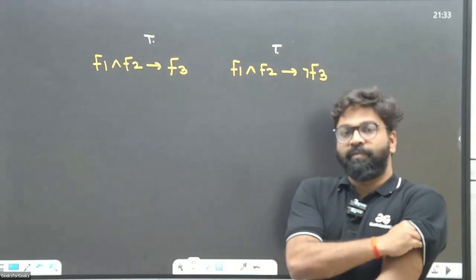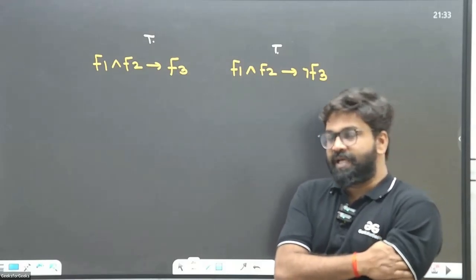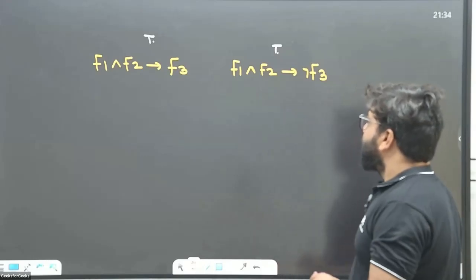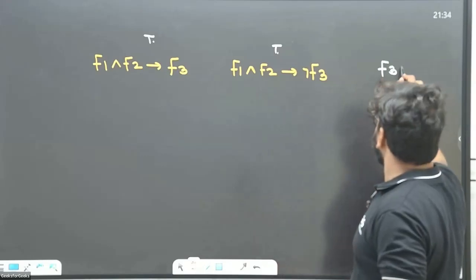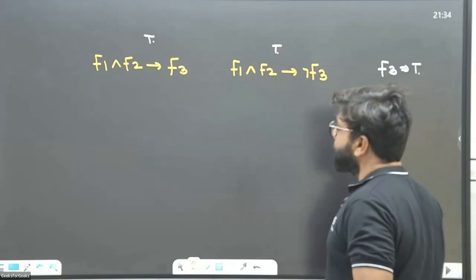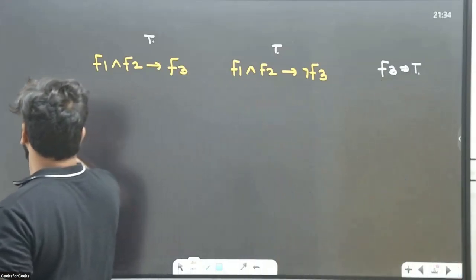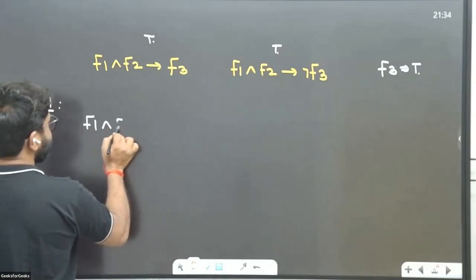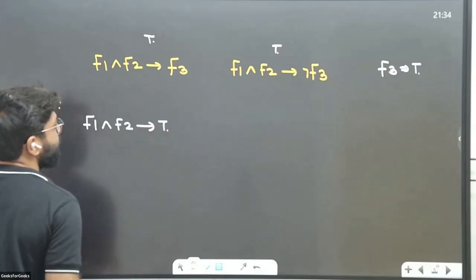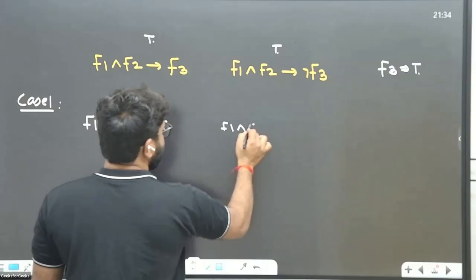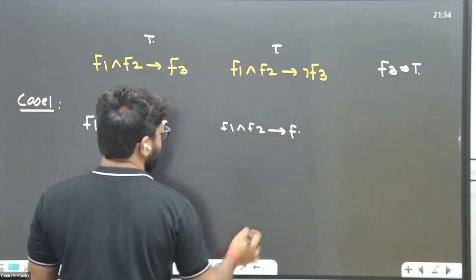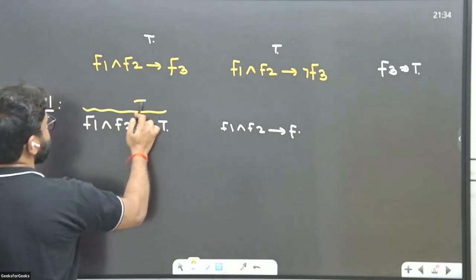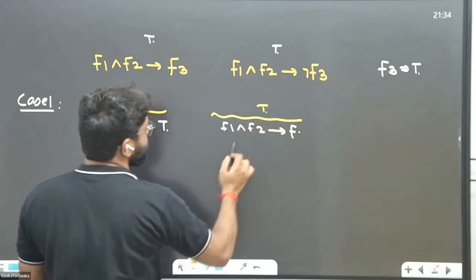That means what will happen? We have to take the cases here. For example, suppose I put the value of F3 as true, case 1. So F1 and F2 implies true here, and F1 and F2 implies false here. But we know that everything is true. That means this is also true, and this is also true.